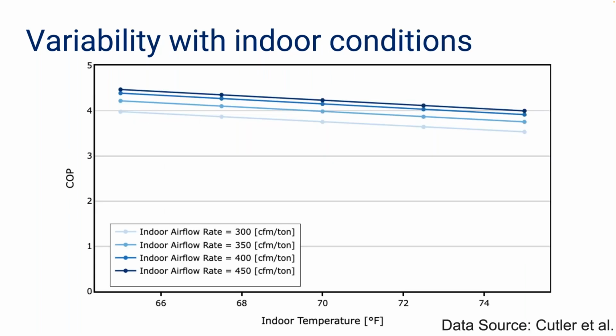So one piece is the variability with indoor conditions. The COP here, this is actually heating COP, will change depending on what the indoor temperature is and what the flow rate across the coil is. This is something that manufacturers will provide in extended performance maps, but they're really hard to find. So it doesn't make sense to have to look up that information. And so we're going to use the Cutler curves, which include this variability to capture that in the simulations.